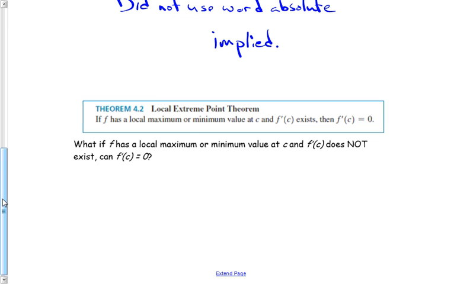I don't want to spend a ton of time on the local extreme point theorem. I think it speaks for itself, and we're going to do one example just in a minute to kind of prove the converse of this. I'm not wild about this question right now, but if f has a local max or a min, and the derivative exists, that derivative was 0. It's kind of self-explanatory, isn't it? If there's a max and the derivative exists, the derivative value had to be 0. Is that fair? Okay.